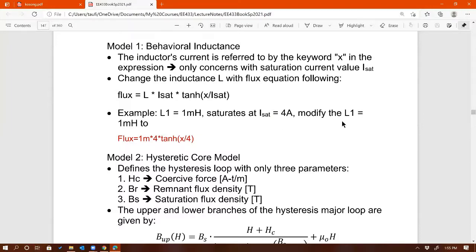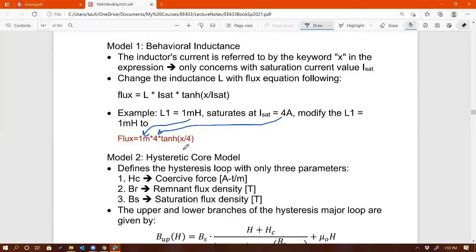Then you could modify it. Instead of putting L equals 1 millihenry, you type this statement right there. Right click on L on the inductor and type this statement: flux is equal to 1 milli, corresponding to 1 millihenry, and then 4, corresponding to the 4 amp saturation current.